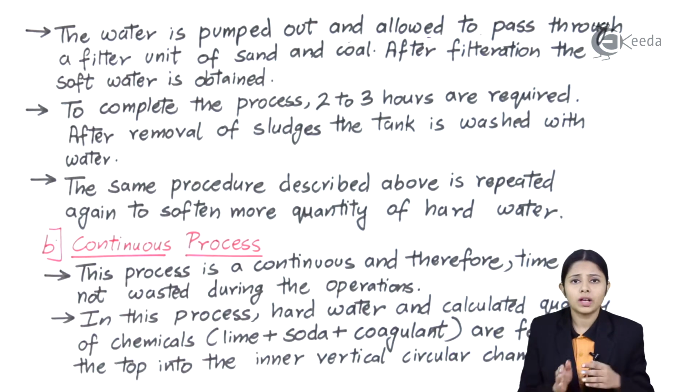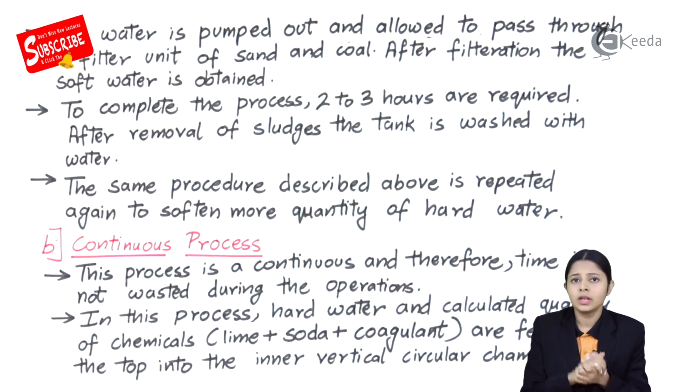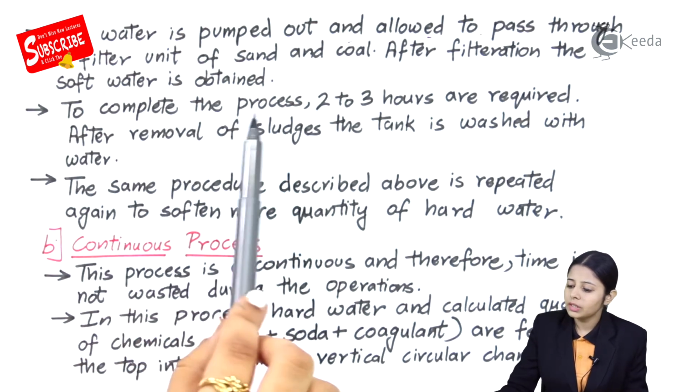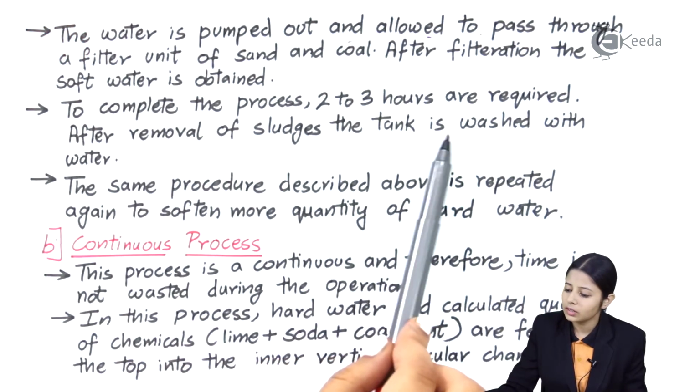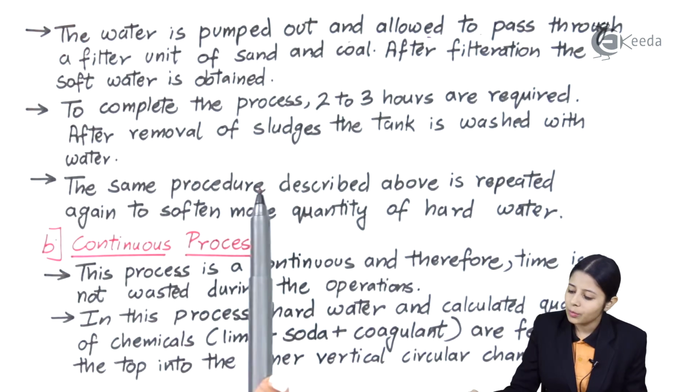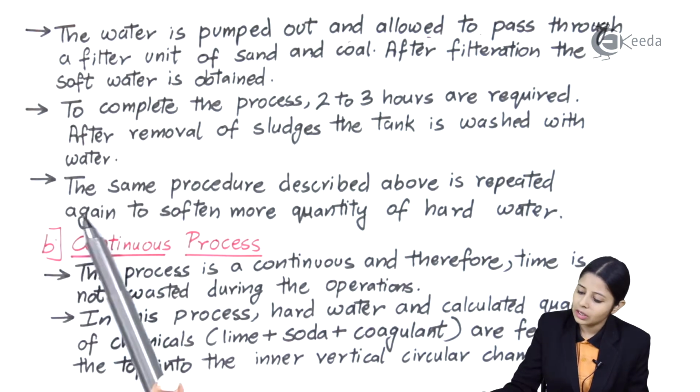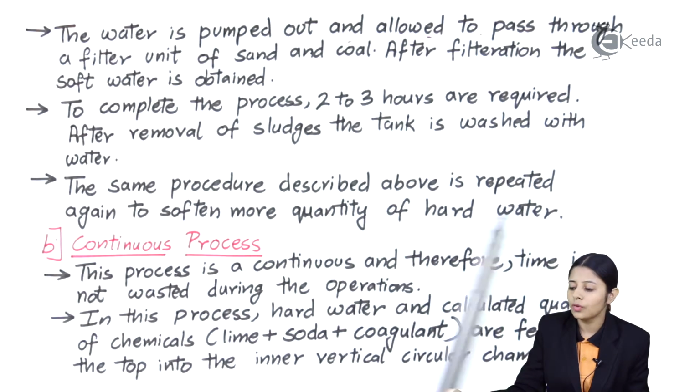Now, why do we have to pass it through a filter unit? Because of the precipitation, all the precipitates are present. Maybe some amount of precipitate which is still present in the water can be removed through this filtration. To complete the process, 2 to 3 hours are required. After removal of sludges, the tank is washed with water. The same procedure described above is repeated again to soften more quantity of hard water.